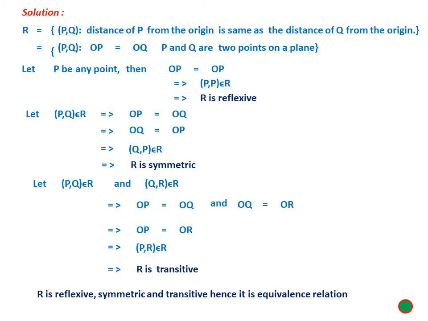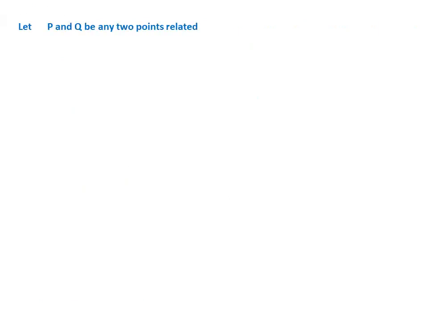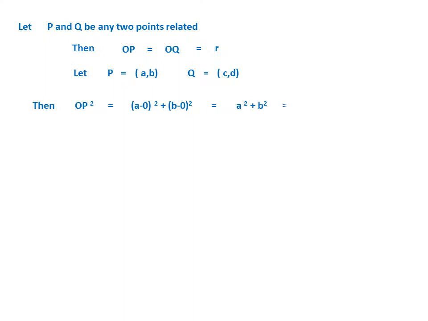Next, we have to prove something else. So the second one: let P and Q be any two related points, then OP equal to OQ, and that is equal to R. Now, let us take P equal to (A,B) and Q equal to (C,D), for example, any two variable points. What is OP squared? It is (A minus 0) squared plus (B minus 0) squared, that is A squared plus B squared, and that is equal to R squared because R is the radius. Same way, OQ squared, if you take, what happens? Once again, the distance formula will give you C squared plus D squared, and that is also equal to R squared.